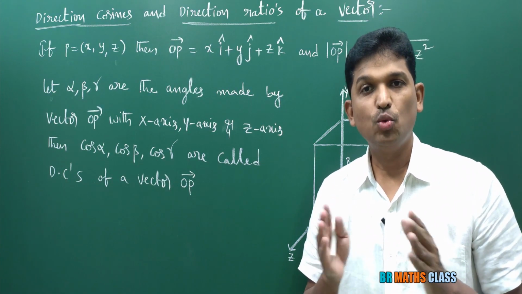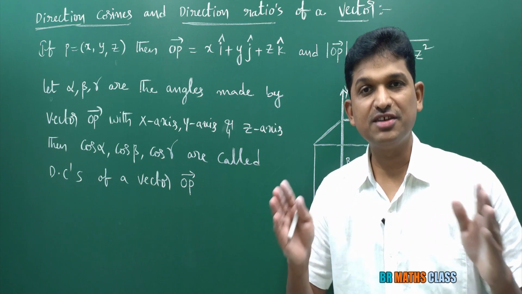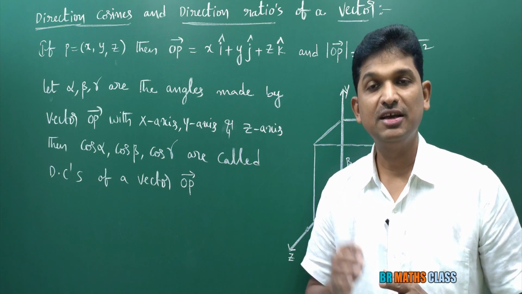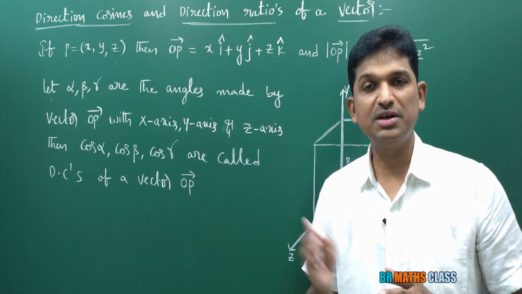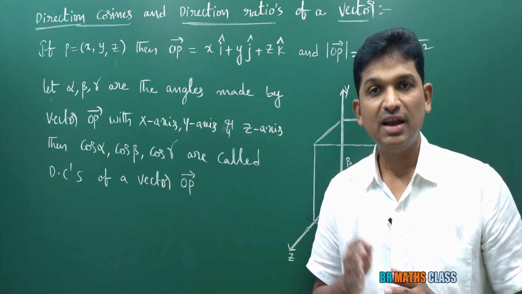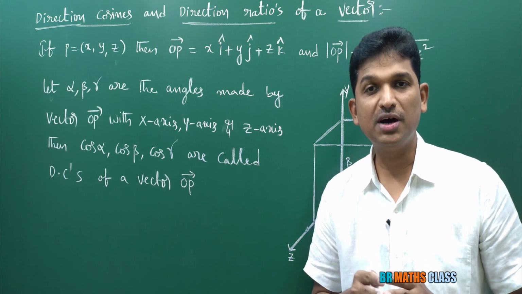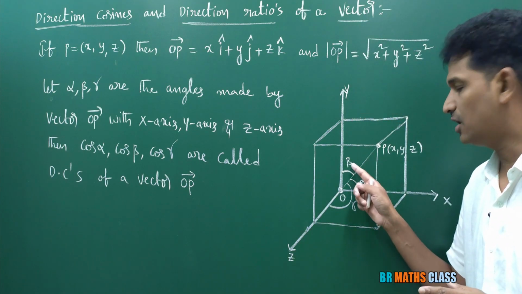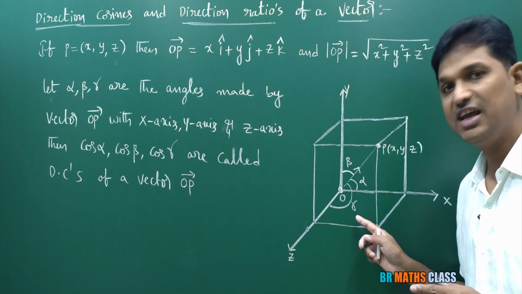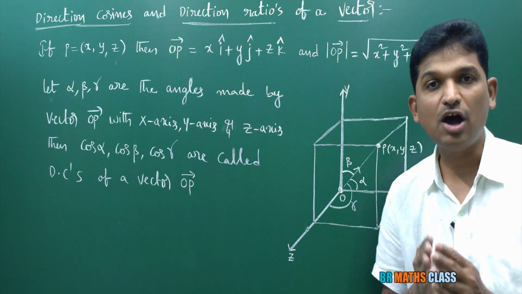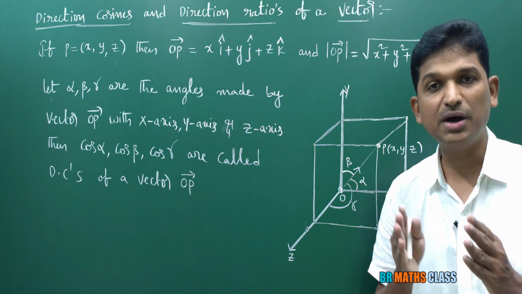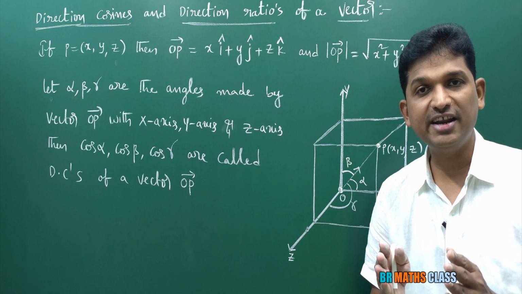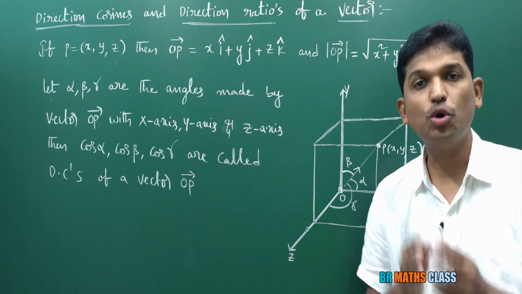I'll quickly recall the definition of direction cosines of a vector OP bar. Let P(x, y, z) be a point in space. Let the vector OP bar make an angle alpha with the x-axis, an angle beta with the y-axis, and an angle gamma with the z-axis. Then cos alpha, cos beta, cos gamma are called the direction cosines of the vector OP bar.